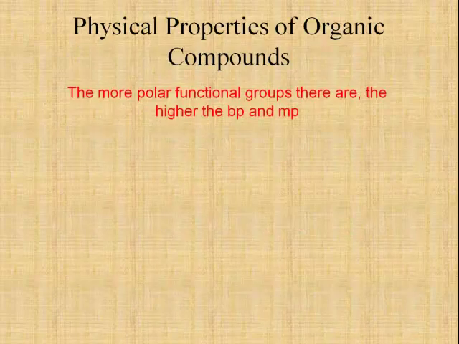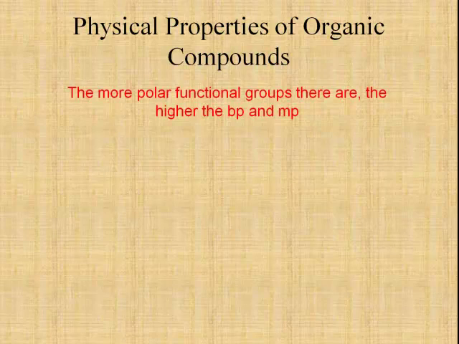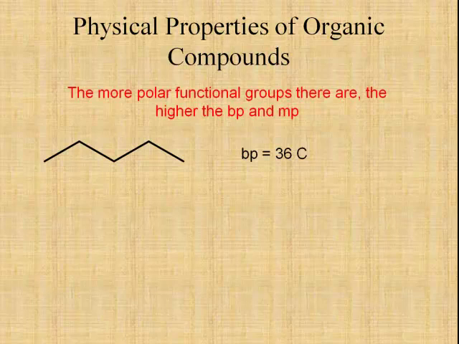Let's talk a little bit about the physical properties of alcohols. You should remember from an earlier video that if we incorporate polar functional groups into a molecule, that's going to increase the intermolecular interactions between those molecules. This will in turn influence the boiling points and the melting points. So if I start with pentane. Pentane is just a hydrocarbon with a boiling point of 36 degrees.